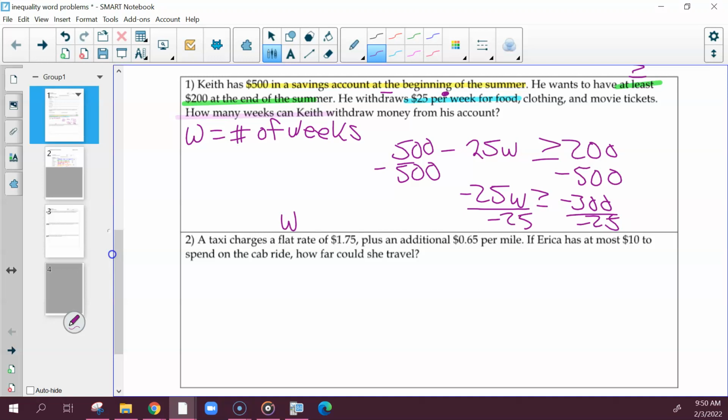When we solve this, our sign is going to change direction because we're dividing by a negative. And what number do we get here? 12. Even though we started with at least, we still want him to have at least $200, but he can't withdraw more than 12 weeks. So we can say no more than 12 weeks.